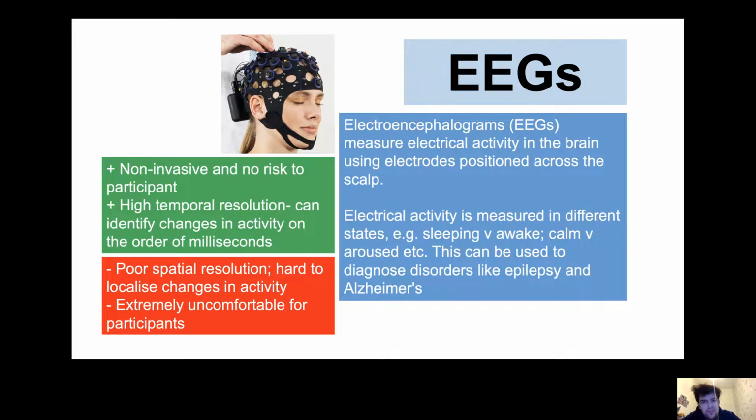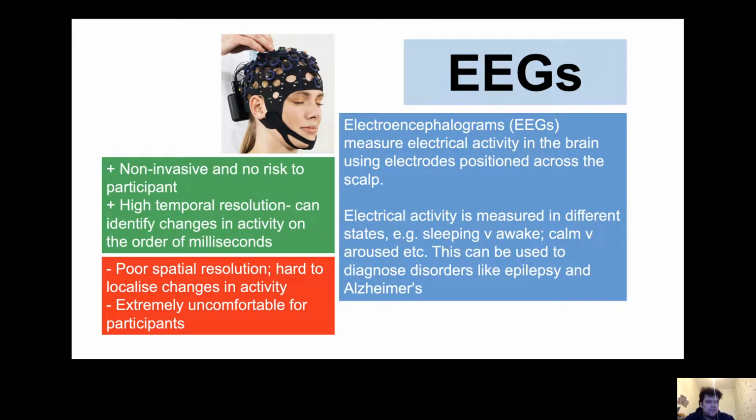So you still can't look at the activity of individual neurons. There is a way of doing that, but it's not something that's covered by the spec, so I won't dip into it today. But you measure activation in different states generally. So you're just comparing patient's brain activity when they're awake compared to when they're asleep, or when they're calm compared to when they're aroused. And it has diagnostic capability as well. You can use it to diagnose Alzheimer's or epilepsy, so particular neural disorders.